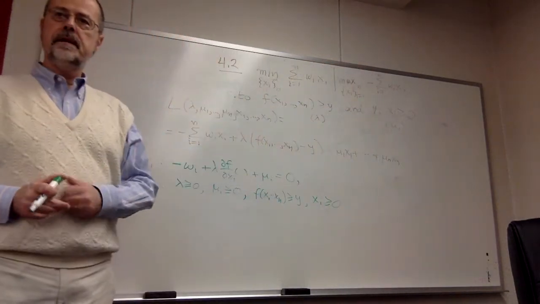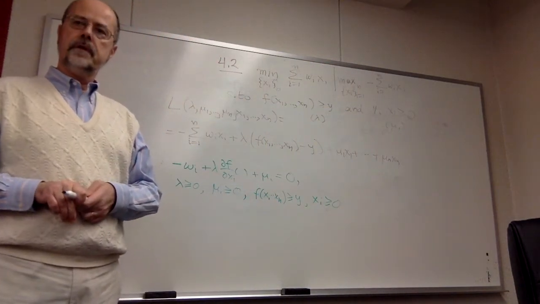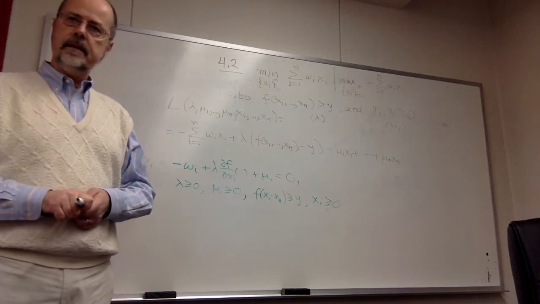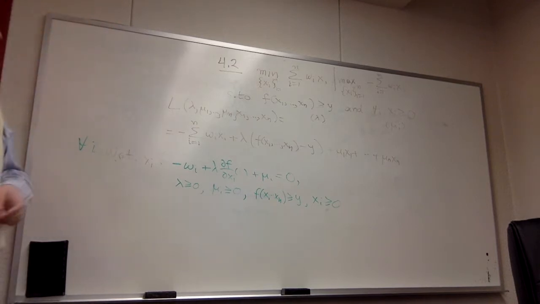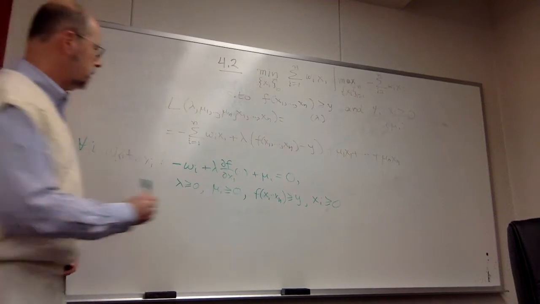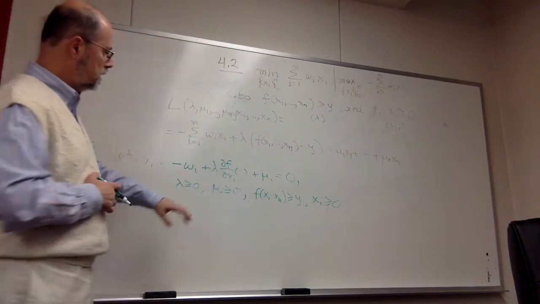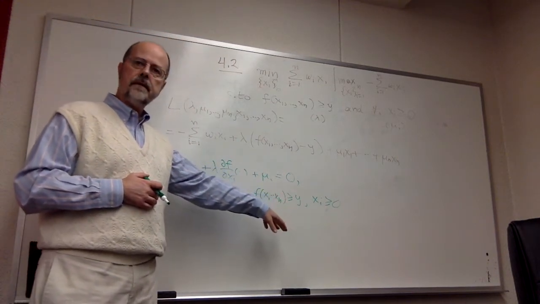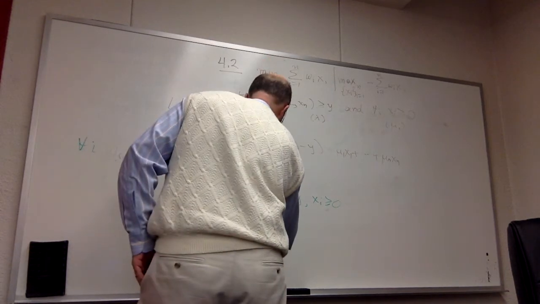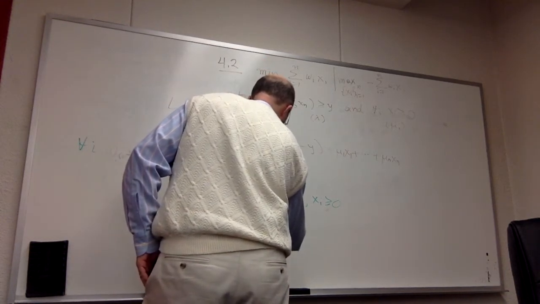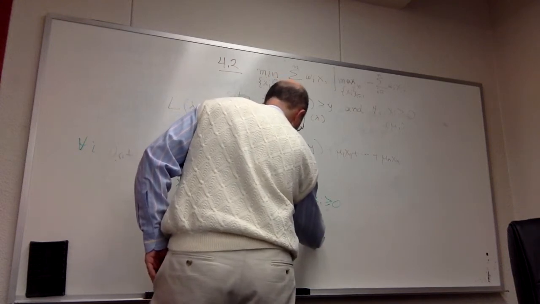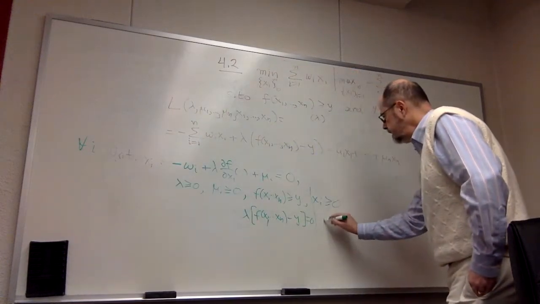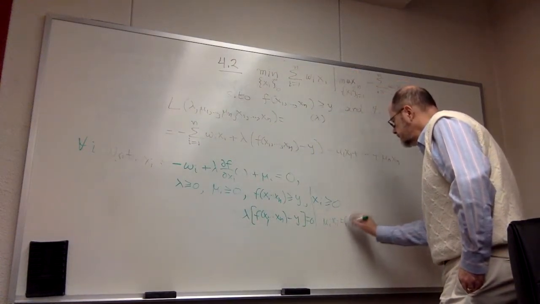So all of these are part of the first order conditions. You repeat the constraints explicitly. And finally, for every constraint, I shall have the complementary slackness conditions. I'm going to write the complementary slackness conditions under each of those constraints. For this one, it will be that lambda multiplied by f minus y is 0. And for these, it will be that mu i xi is 0.